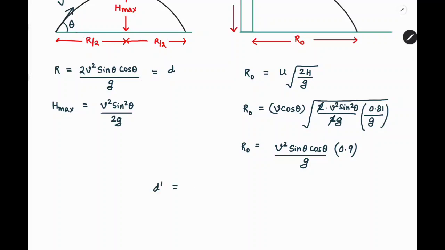it will be half the range value, or d by 2, and then followed with d by 2 it is this value. So this is d by 2 into 0.9, so 0.9 times of d by 2, where the term d is equal to 2v square sine theta cos theta by g. So v square sine theta cos theta by g can be written as d by 2. So d by 2 times 0.9, and on solving over here we obtain a value that it is becoming 1 plus 0.9 is becoming 1.9 by 2d, and it is equal to 0.95 times of d.